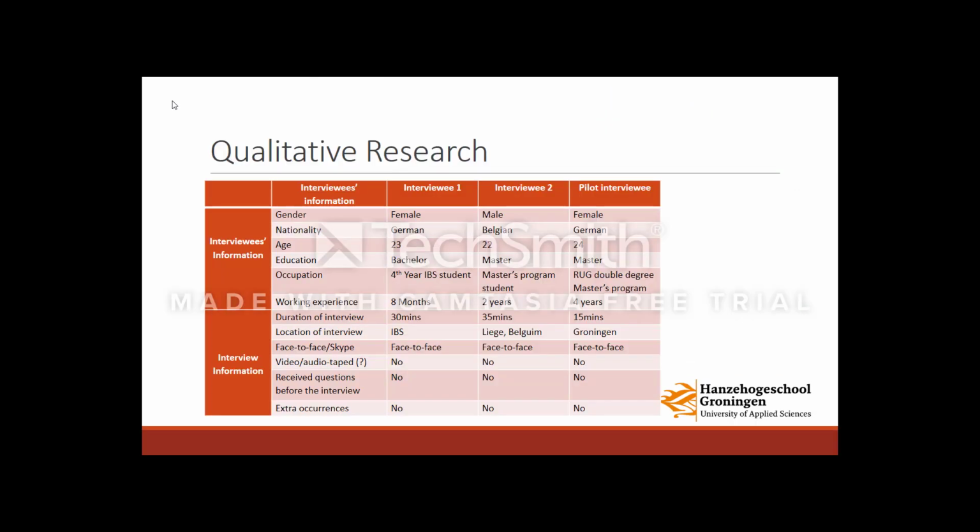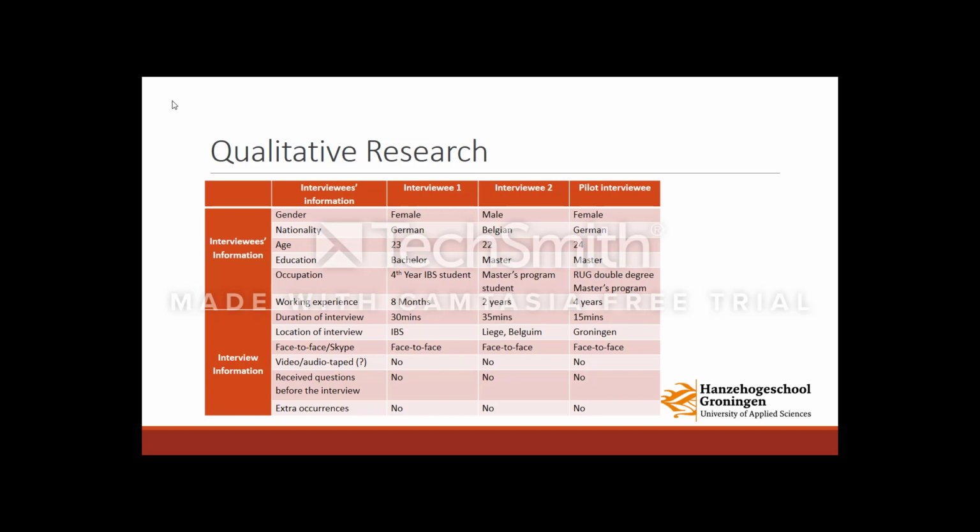Continuing with our qualitative research, we provide you with a table showing our information about the interviewees. Interviewee 1 is a female German bachelor student at the age of 23. She's a fourth-year IBS student with 8 months of working experience. The interview was conducted face-to-face at IBS with a duration of 30 minutes.